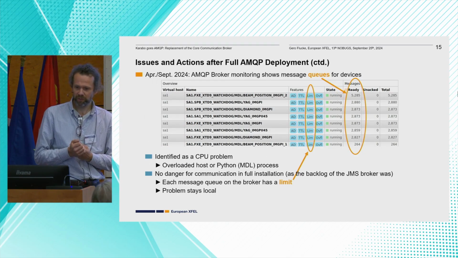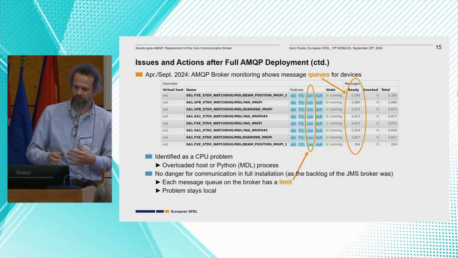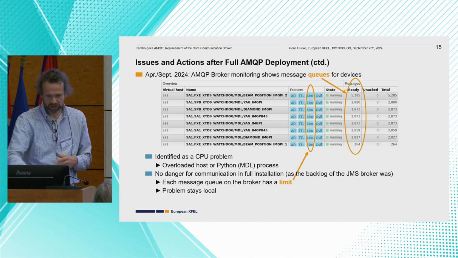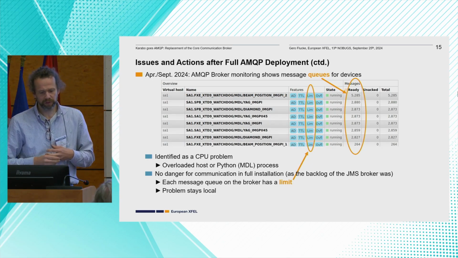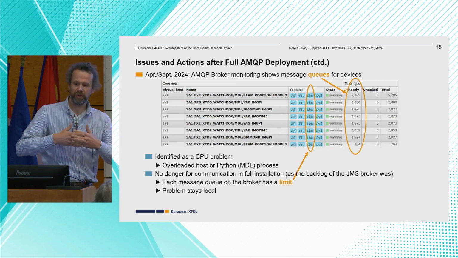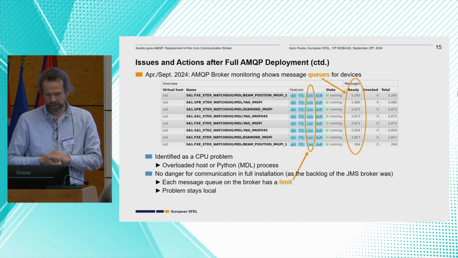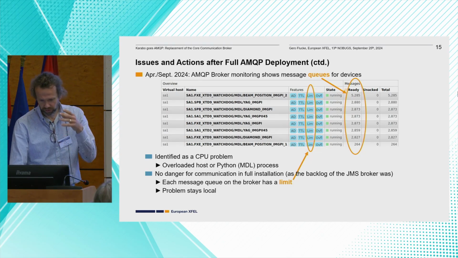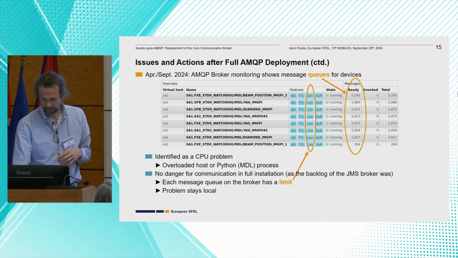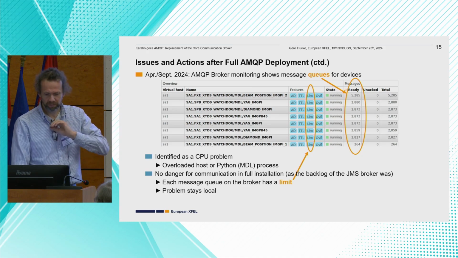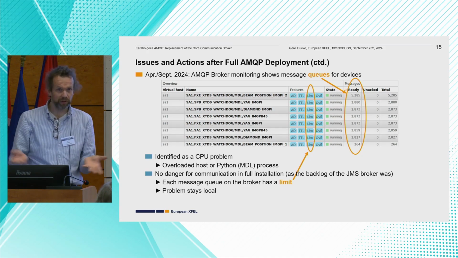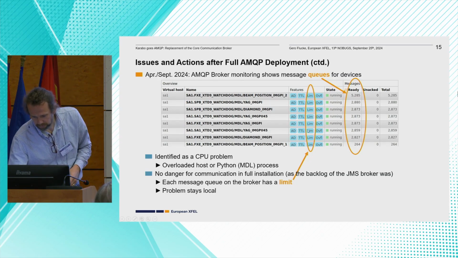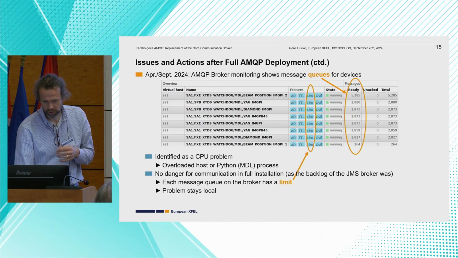Then we still saw somewhere in our monitoring, whoops, there are some queues growing. Here in a view from the broker management plugin, you can see a few thousand messages on some queues. But luckily, this could be identified as a CPU problem of the processors running these devices with these queues. Either an overloaded host, with a lot of things going on, or a single process of the mid layer, which is a single threaded Python thing. But although we have some queues growing here, there's no danger for communication in a full installation as we had in the past with a broker backlog, because we have limits set on these queues, so the problem, if at all, stays local.